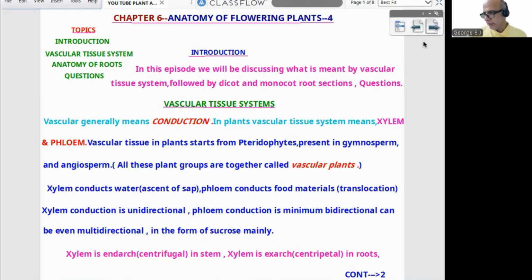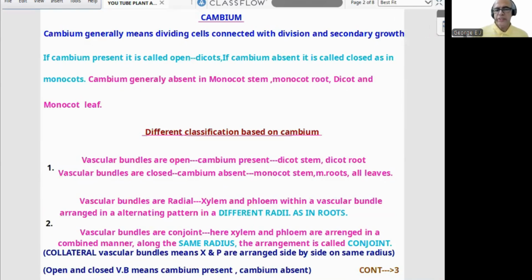Then we entered into the term cambium. Cambium generally means dividing cell, so it is connected with cell division and secondary growth. Now, if cambium is present, it is called an open bundle, as in dicot. If cambium is absent, it is called closed, as in monocot.